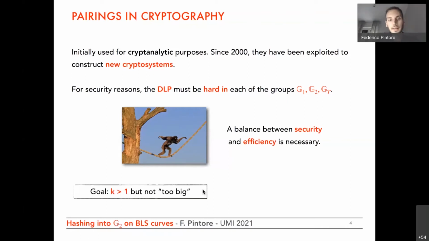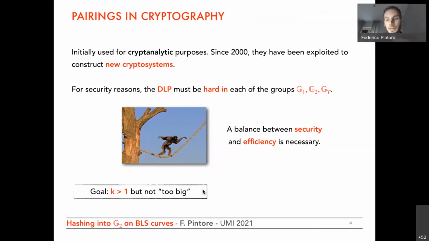So let's make a simple observation. If the embedding degree k is equal to 1, then this means that we can take G1 and G2 both on the base field F_Q. But now this is probably not the best option, because Q must be really big in order to have a difficult discrete logarithm problem over the finite field F_Q. So having a big Q means that the computations on both G1 and G2 are quite slow.